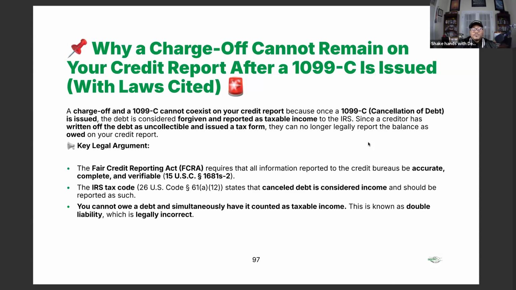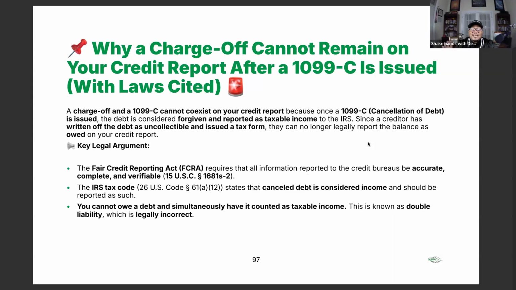So the minute I just explained, when they give you a 1099-C, what is that? It's called income. This is how we're going to get the charge off with a 1099-C off of your credit. I love to see charge offs when you have an actual 1099-C form, because they remove just like that, in about a two week time frame. Okay. So that's the reason you cannot have a charge off on your credit and have a 1099-C.